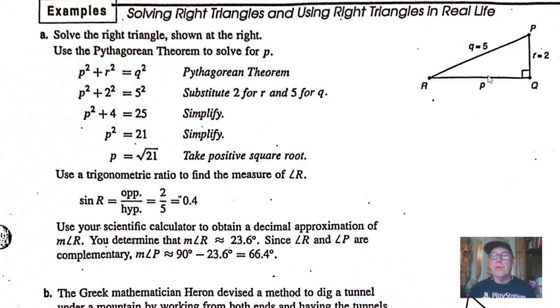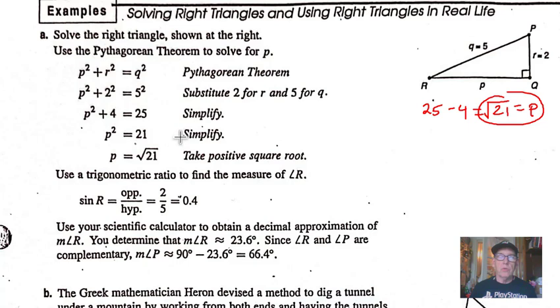So they're giving us this triangle at the right. We don't know what p is. We got a 2 and we have a 5 for the hypotenuse. So 5 squared minus 2 squared, the square root of that is going to be p, because a squared plus b squared is c squared with the Pythagorean theorem. So 25, which is 5 squared, minus 4, which is 2 squared, gives us 21. The square root of 21 is going to be p. So that's what they're showing over here.